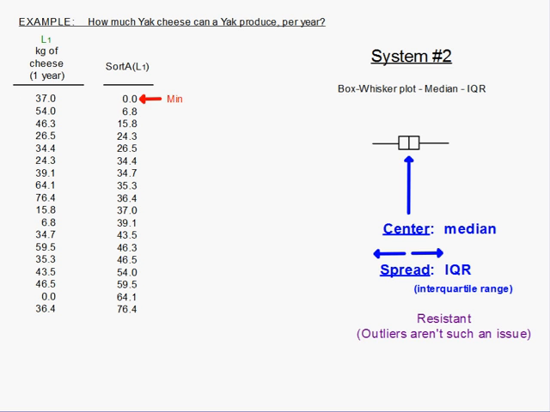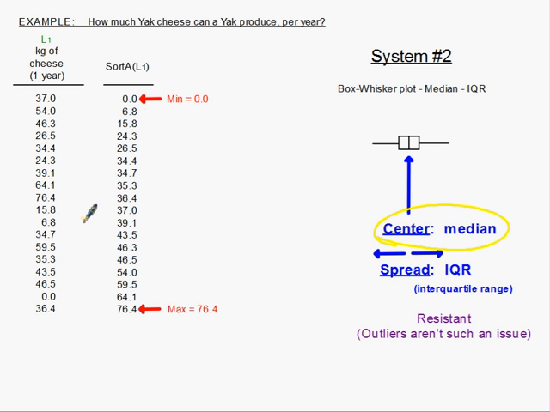So the first number in our 5-number summary is the minimum number in the data, which in this case is 0. The 5th number really is the maximum, which in this case is 76.4. Now we need the middle number, and we are going to use the median for the center.